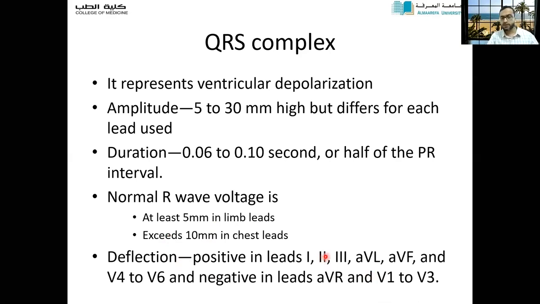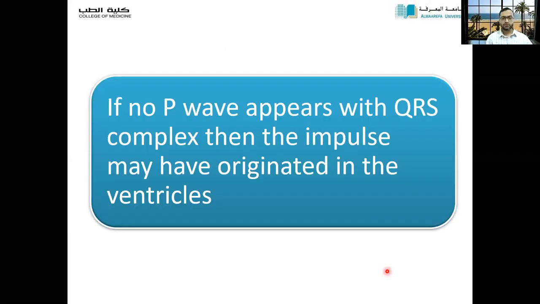Normally it is positive in all the limb leads, including AVL and AVF, except AVR. As I mentioned before, in AVR all the components are negative. From V4 to V6 it's positive, but usually from V1 to V3 you will find a more negative component in the QRS complex. But as you proceed toward V6, the height of the positive component increases. That is known as progression of the R wave. As you progress toward V6, the R wave increases in height.